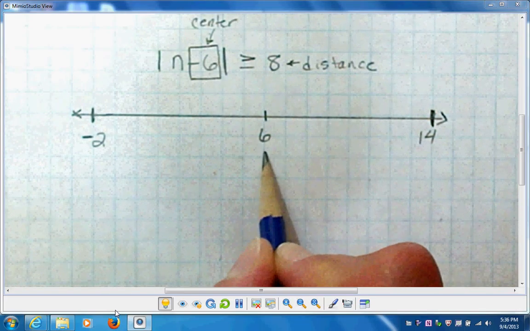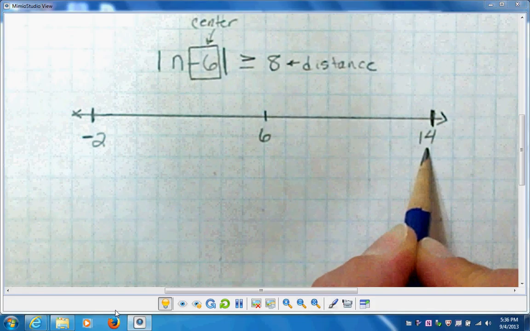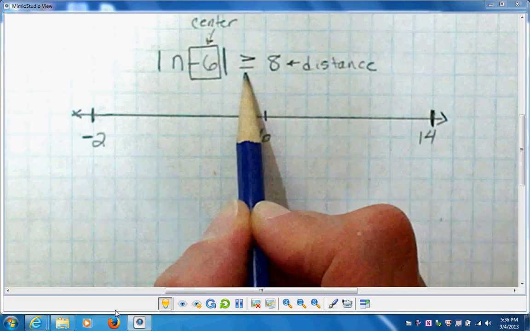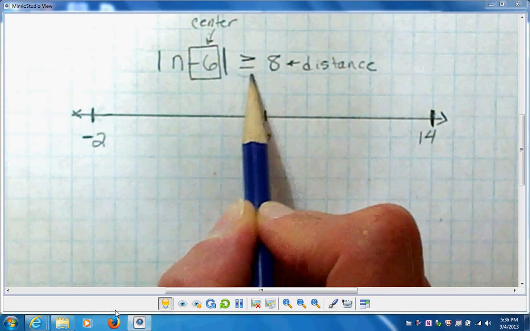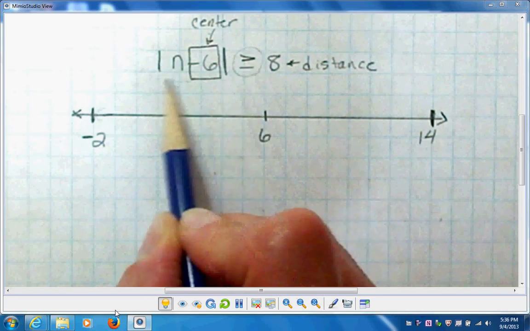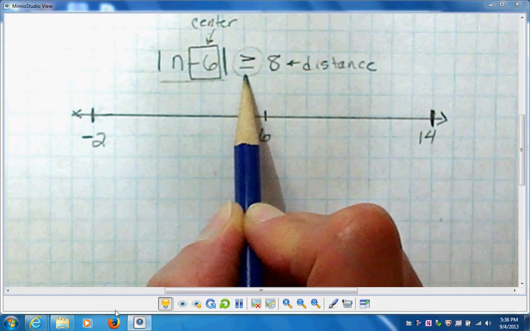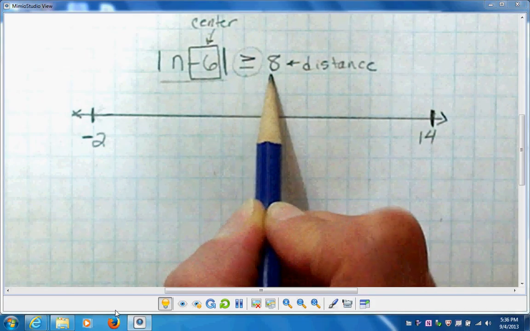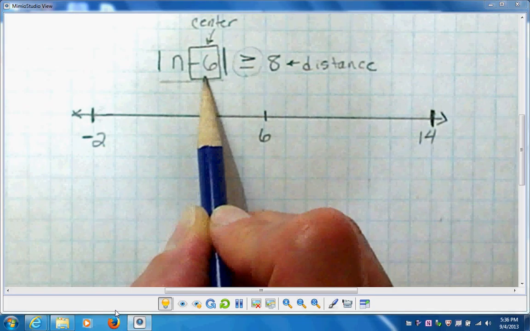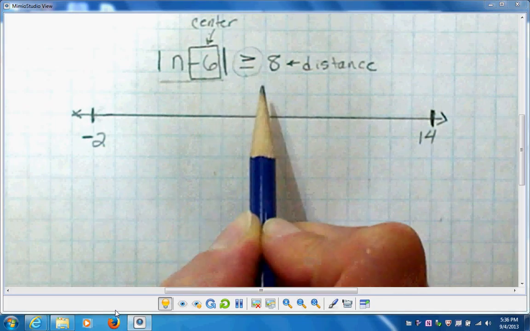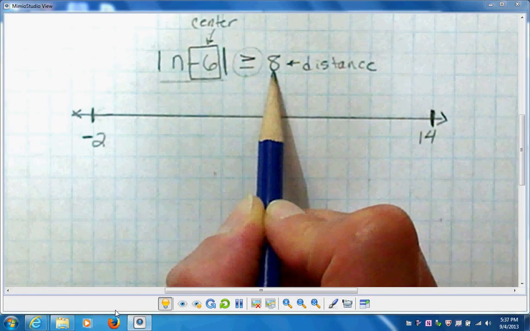Right here is my center. This is my upper bound, and this is my lower bound, so to speak. But let's look at what it is that they're asking us to do. They're asking us for the absolute value to be greater than or equal to 8. So that means my distance from the center has to be greater than or equal to 8. It has to be at least 8.